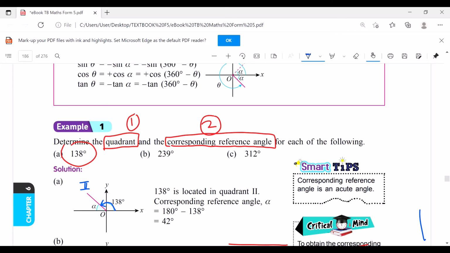Okay, how do you find your number 2, the corresponding reference angle? You know it is on the second quadrant. This one is already answered. Because it is on the second quadrant, if you still remember, you want to find your alpha. What do you do? 180 you minus with theta. Remember this one, theta?